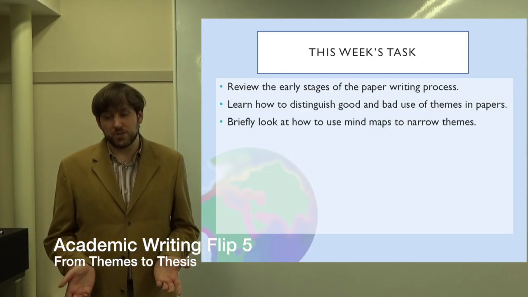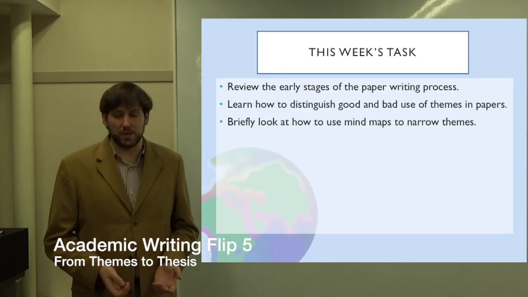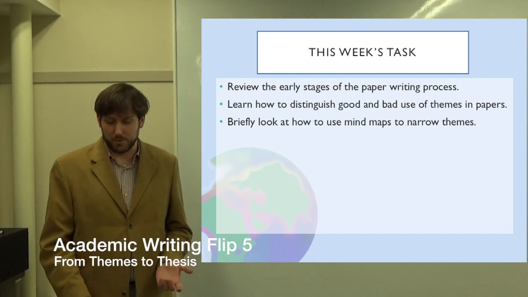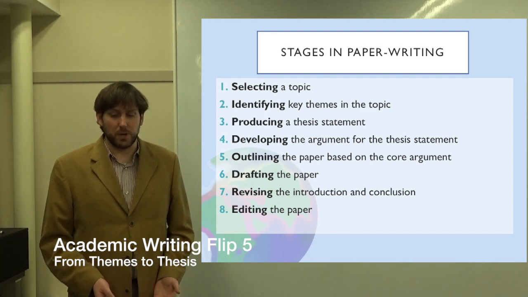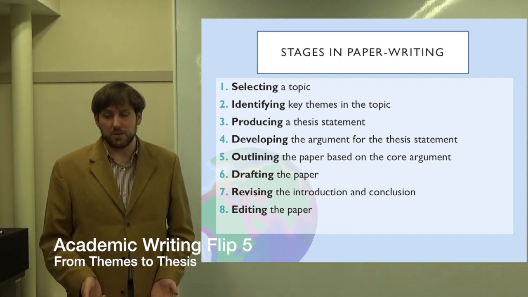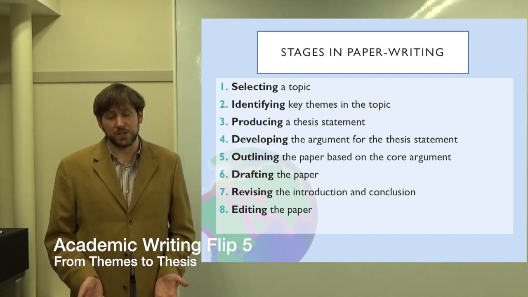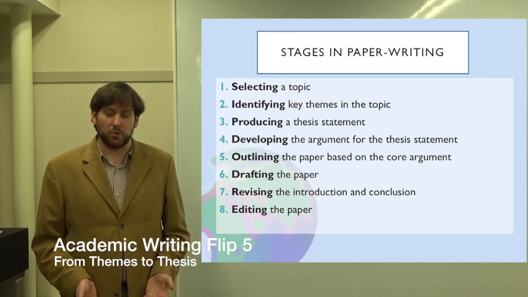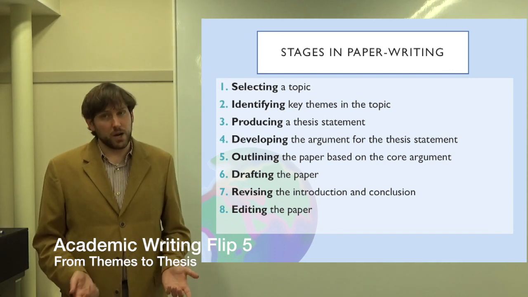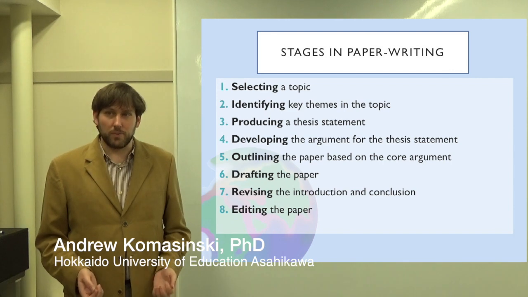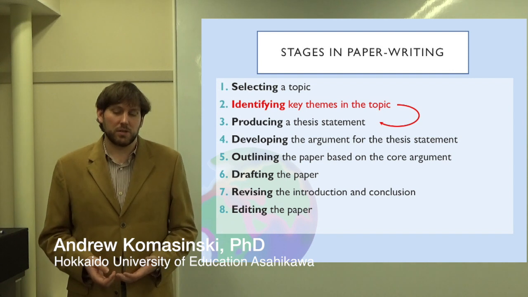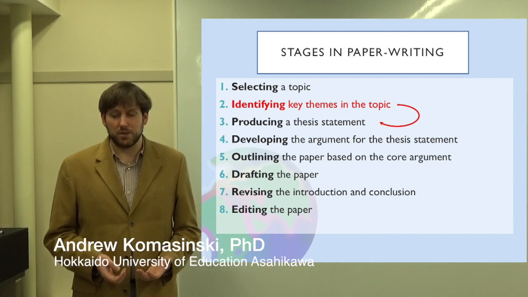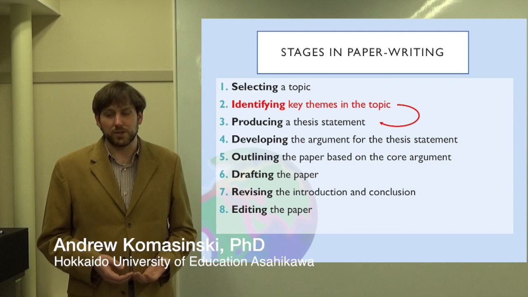So we're going to review the early stages of the paper writing process and learn how to distinguish good and bad use of themes in papers. In one of the earliest flips, we said that you start by selecting a topic, then you identify key themes in the topic, then you produce a thesis statement, develop the argument for the thesis statement, outline the paper based on the core argument, draft the paper, revise the introduction and conclusion, and finally edit the paper and then submit it for whatever purpose it has. In this particular flip, we're going to look at how to identify key themes in the topic and use these to produce a thesis statement.